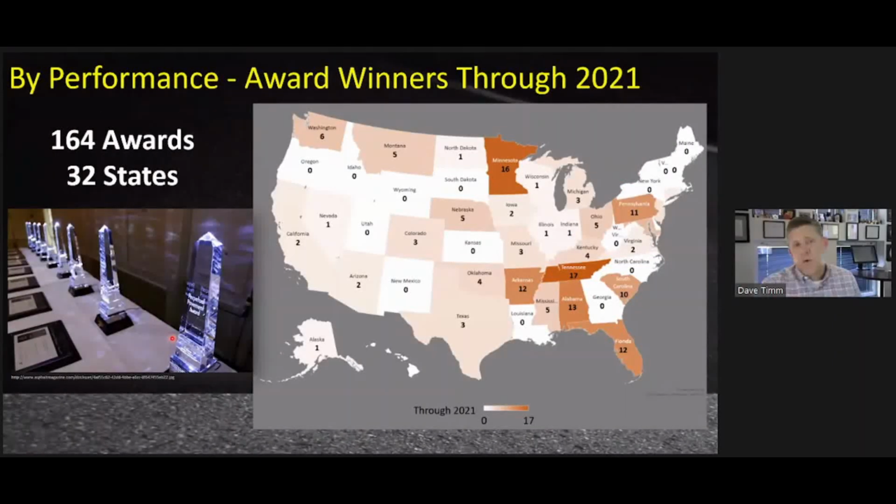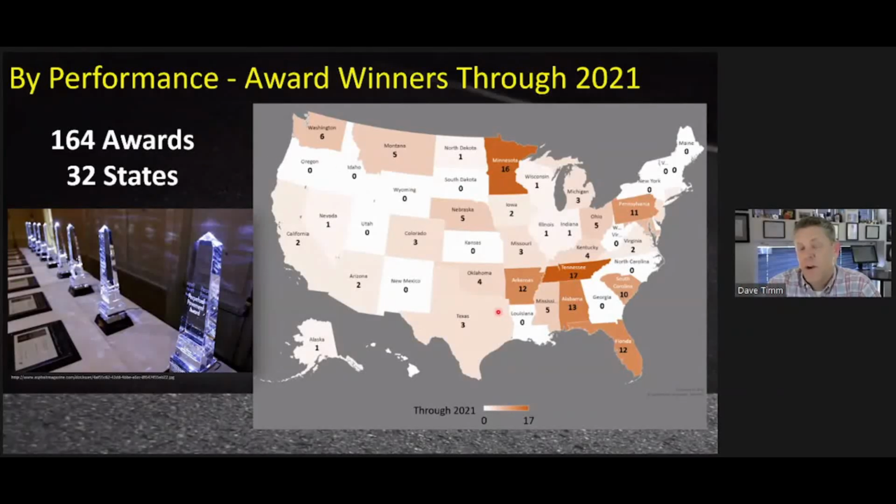But first, I just want to point out that if we look at the by performance award winners, this is through 2021, 164 pavements have been recognized, covering 32 states across the country. And you can see that they represent all parts of the US, all different climates, from Alaska to Florida, and from the Northeast to the West Coast, North, South.